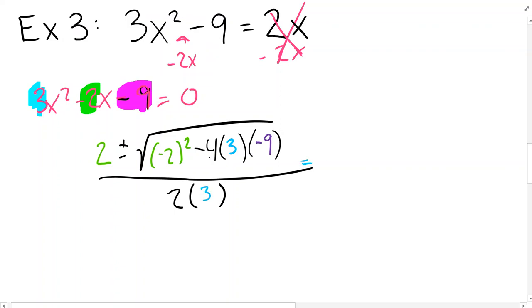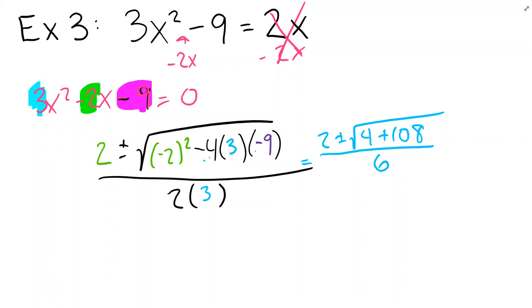And this is going to simplify. Negative 2 squared. Negative times a negative is a positive, so this is 2 plus or minus the square root of 4. And then 4 times 3 is 12. 12 times 9 is 108, and this is a negative times a negative again, so this is plus 108 all over 6. So then when I combine my stuff on the inside, I have 2 plus or minus square root of 112 over 6.